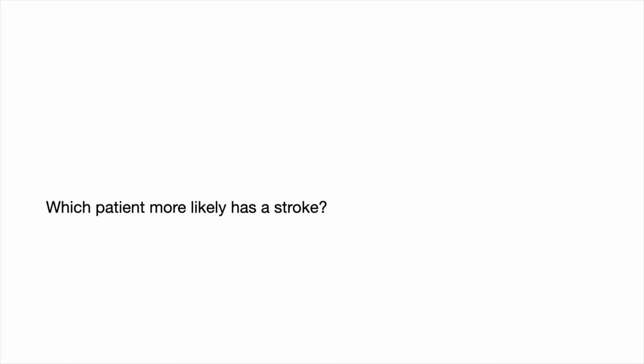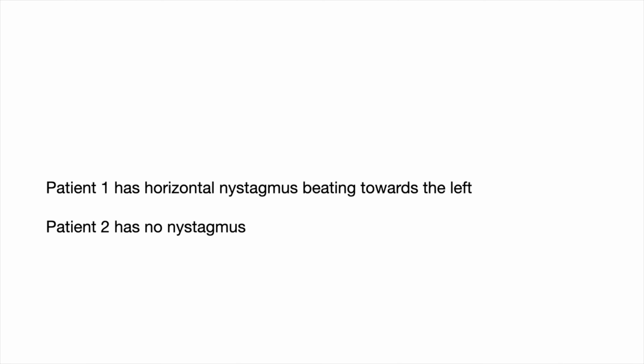So which one's more likely to be having a stroke? Frankly, at this point, we don't know. But let's say that patient 1 has horizontal nystagmus that is beating to the left, and patient 2 does not have nystagmus, even when he's asked to look through a blank piece of paper 30 degrees off to either side. Does this change the likelihood of who is having a stroke?